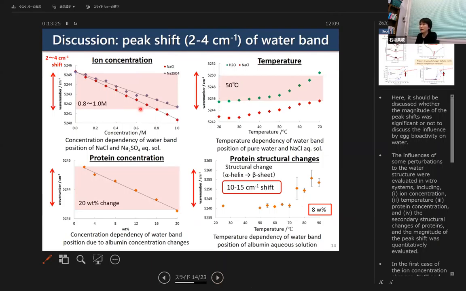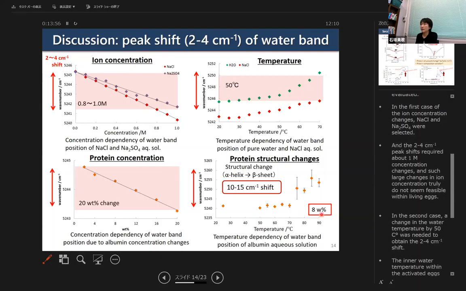It should be discussed whether the magnitude of the peak shift was significant or not, to discuss the influence of egg bioactivity on water. The influence of some perturbations to the water structure was examined in in vitro systems, including ion concentration, temperature, protein concentration, and the secondary structural changes of proteins. And the magnitude of the peak shift was quantitatively evaluated. In the case of the ion concentration changes, NaCl and (NH4)2SO4 were selected. And the 2 to 4 wave number peak shift required about 1 molar concentration change. Such large changes in ion concentration truly do not seem feasible within living eggs.